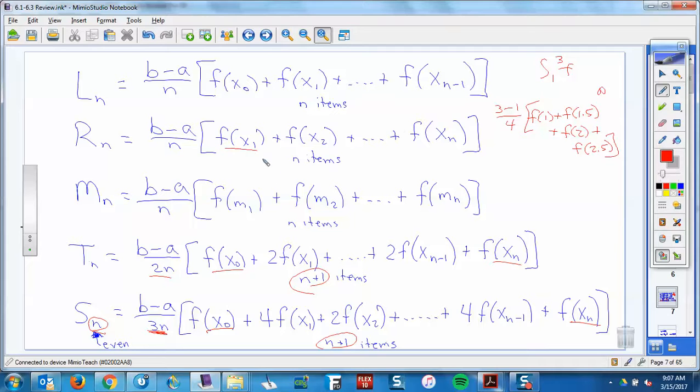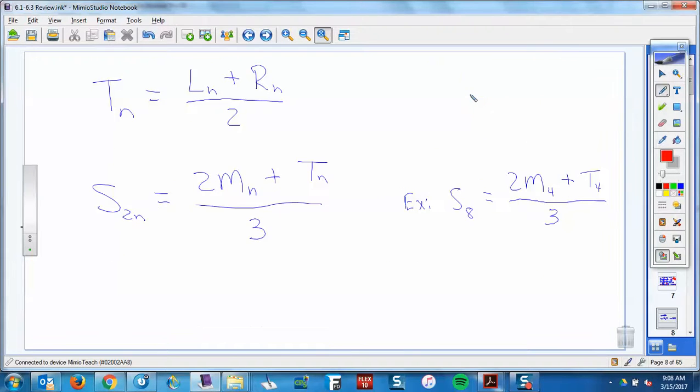On the right edge, you don't use the left. On a right rectangle, you don't use the left edge. You go all the way to the end. And like the left, we saw you use the left end, but you don't go all the way to the right. Okay, so be able to write those out, be able to calculate those.